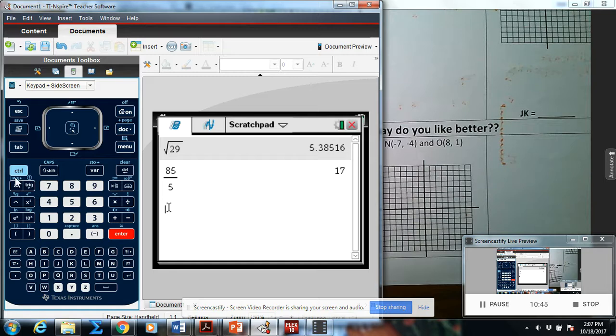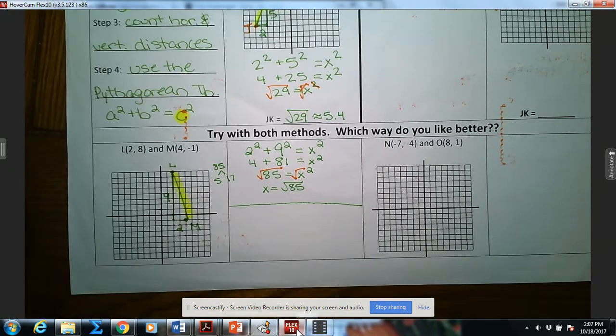However, if I do want a decimal approximation, remember we hit Control to get the square root key, and we're looking for the square root of 85, which is approximately 9.2. Approximately 9.2.